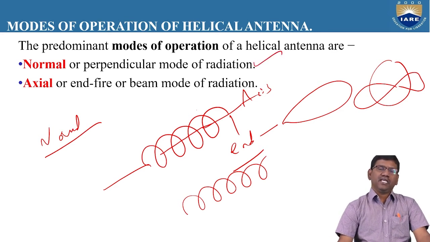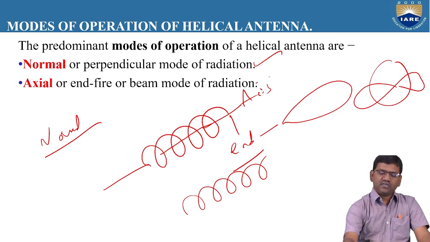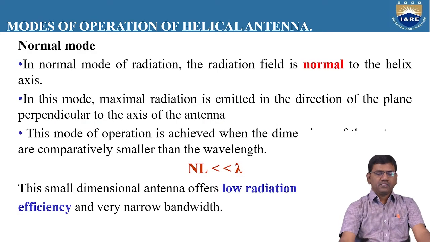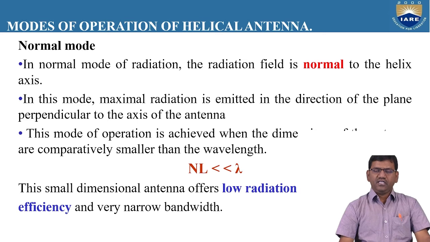If you want to use the helical antenna only for a particular application like unidirectional applications, then you can go for the axial mode of radiation. So in normal mode, the beam is bidirectional, and in the axial mode, the beam is unidirectional. So in normal mode of radiation, the radiation field is normal to the helix axis.